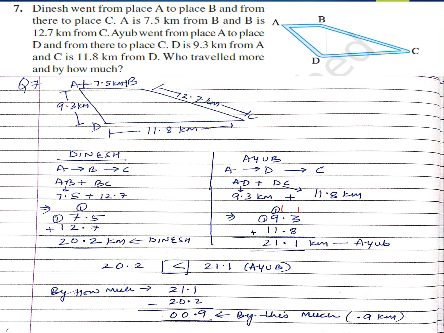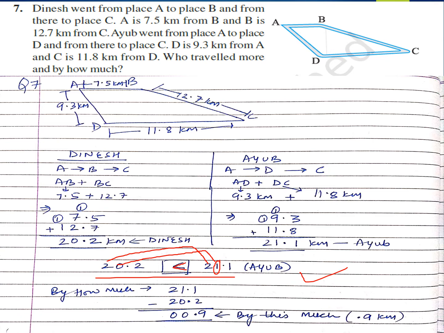8 plus 3 is 11. 1 is here, 1 is carried over like this. 9 plus 1 is 10, plus 1 is 11. 1 carried. 1 plus 1 is 2. So 21.1. Now if you have to compare who has traveled more, I have told you, first compare the most significant digit. It is the same. So move to the next, 0 and 1. Which is more? This is more. So Ayub has traveled more.